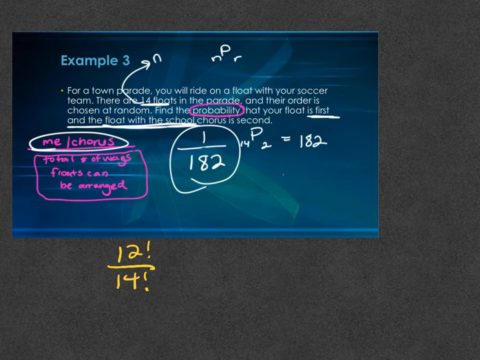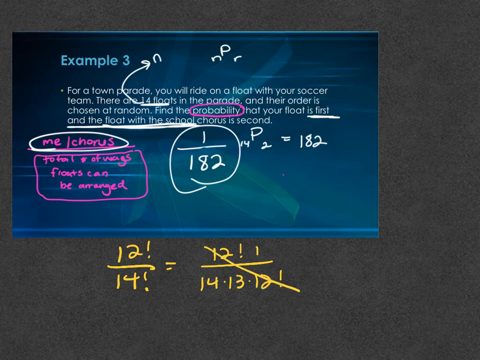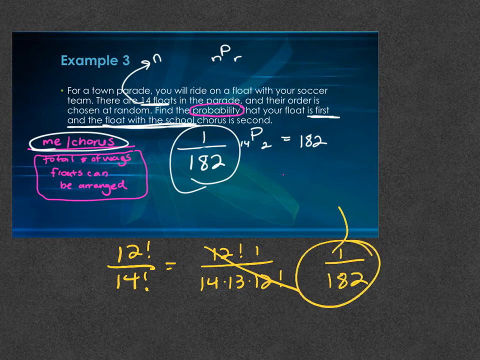And you can set it up that way. So you can do 12 factorial over 14 times 13 times 12 factorial. The 12 factorials cancel, and I'd get 1 over 14 times 13, which is 182. So either way you look at it, you get the same answer. You just have to figure out which one of those makes the most sense.